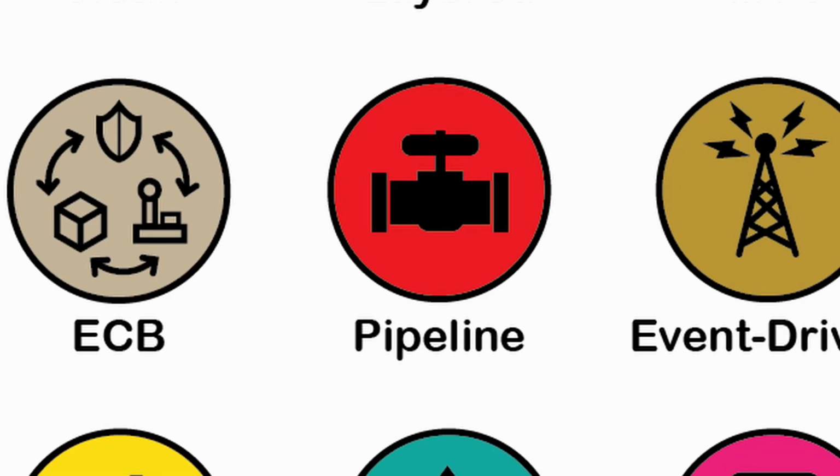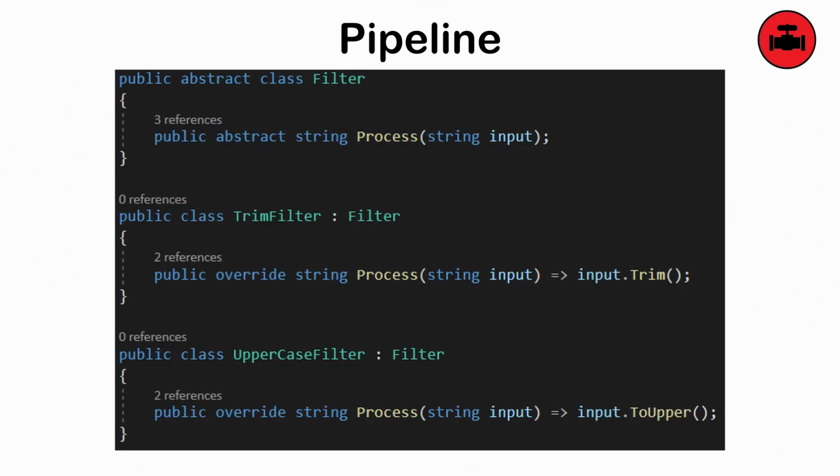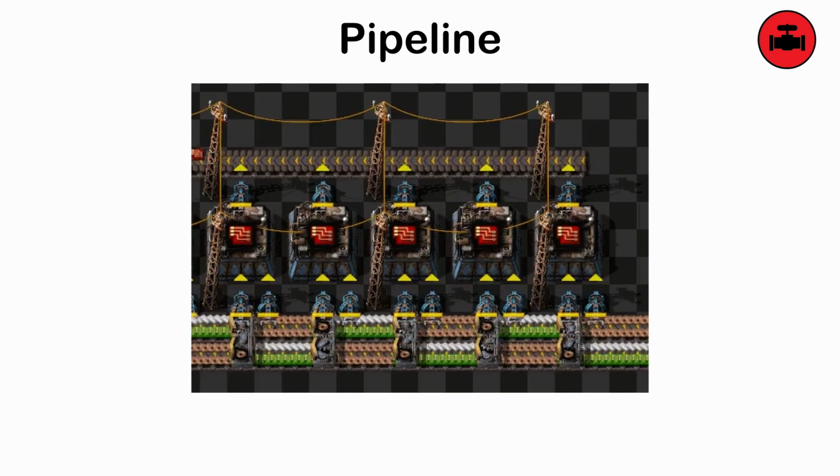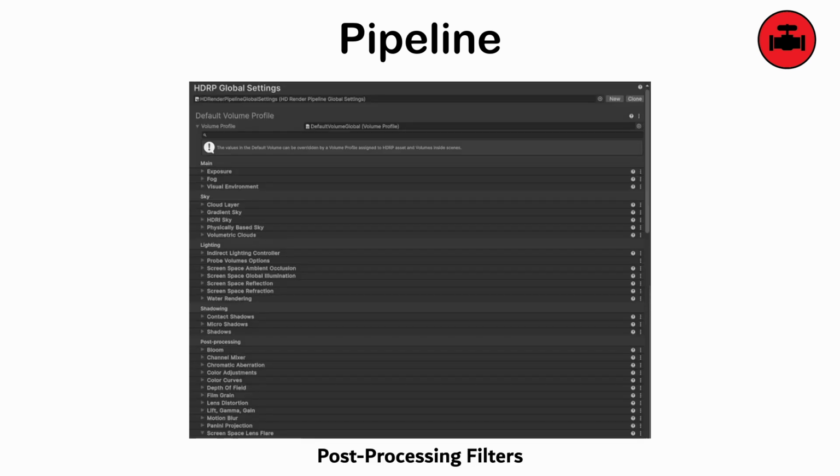The pipeline or filter pattern. An approach that processes data through a sequence of steps known as filters, where each step transforms the data before returning it. Picture an assembly line where a part or product travels down a conveyor belt, having elements added, modified, or removed along the way. Complexity scales with the number of steps in the pipeline.